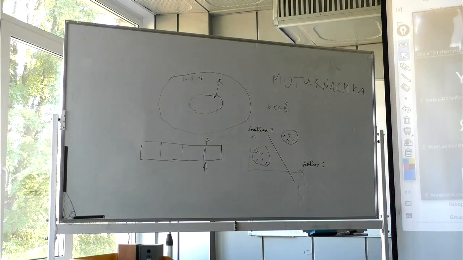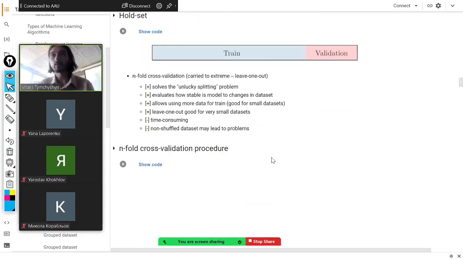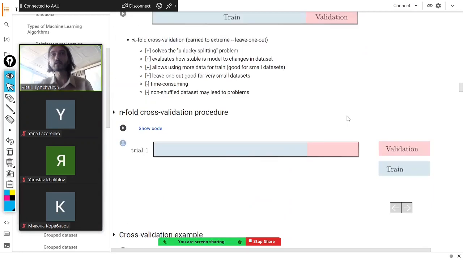Of course, we should do something about it. And to do something about it, we have some different methods. For example, n-fold cross-validation. A really nice procedure. It solves, at least to some degree, the problem of unlucky splitting.